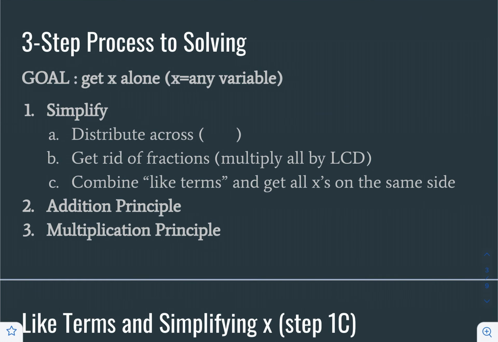The goal of the three-step process is to get x alone, where x equals any variable. So first you simplify it, which includes distributing across parentheses, getting rid of fractions, where you could even multiply all by the LCD if necessary, and combine like terms and get all x's on the same side. In addition, you can also use the addition principle and the multiplication principle.